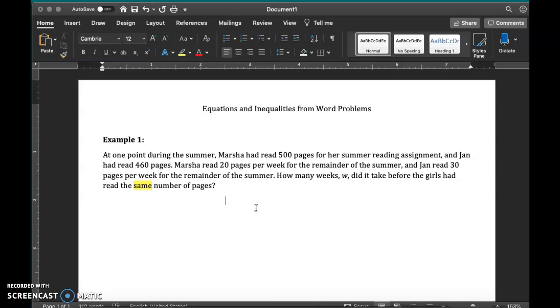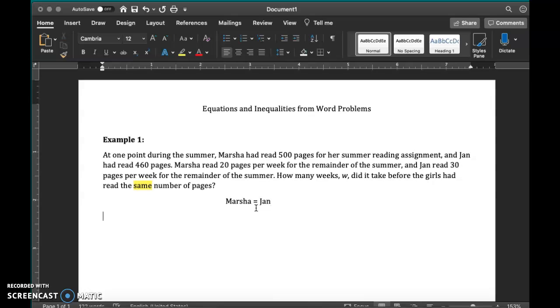Same tells me it's an equation and it's an equal sign, because if I want 4 to be the same as another number, really the only other thing I can have there is 4, right? 4 has to equal 4. And so that represents an equation for me. And so I'm going to come up with a plan, and I'm just going to jot down in basic words what my plan is. My plan is to have the girls having the same number of pages. So in other words, for Marcia, for her amount of pages read to equal the amount of pages read for Jan.